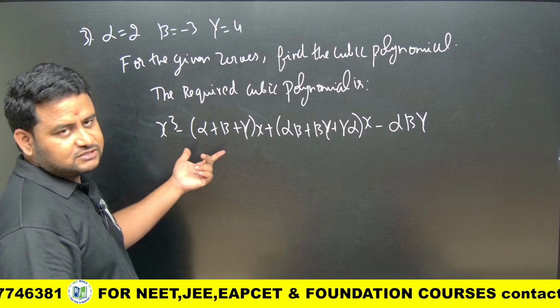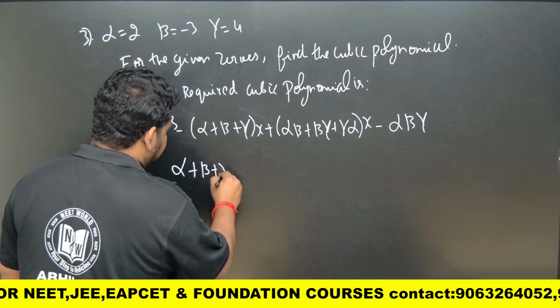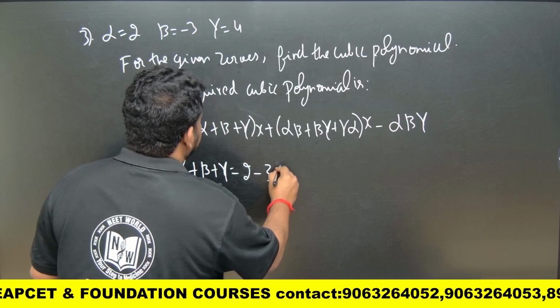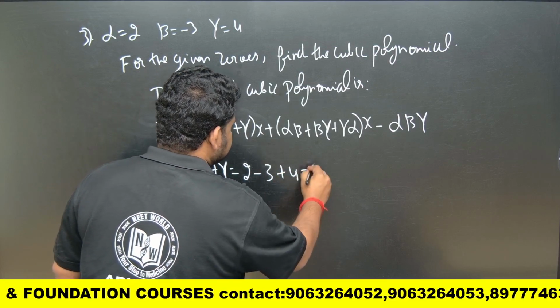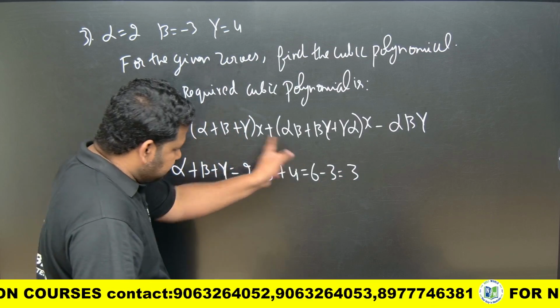So, easily we can find out the sum of the zeros. Sum of the zeros is what? Alpha plus beta plus gamma. So, what we will get? We will get 2 minus 3 plus 4. So, what we will get? 6 minus 3, that is 3 itself. Now, the sum of the zeros we got as 3.